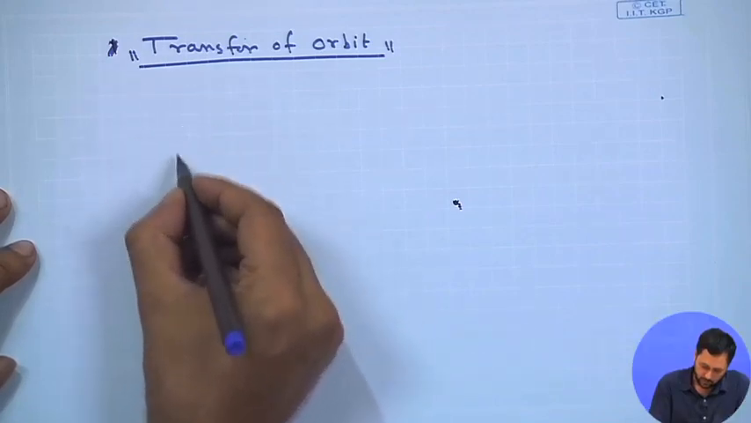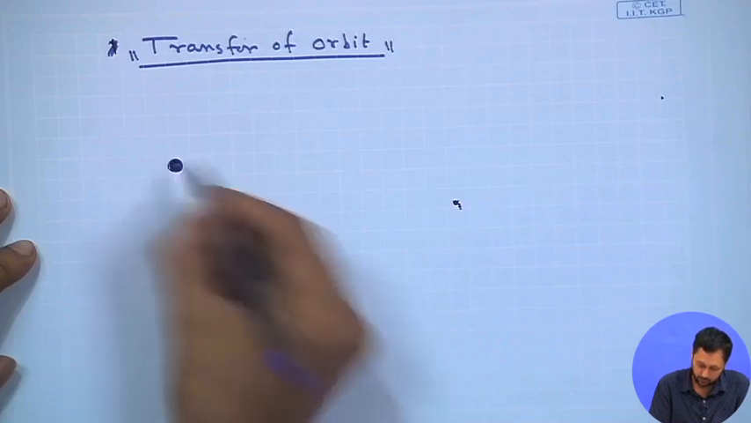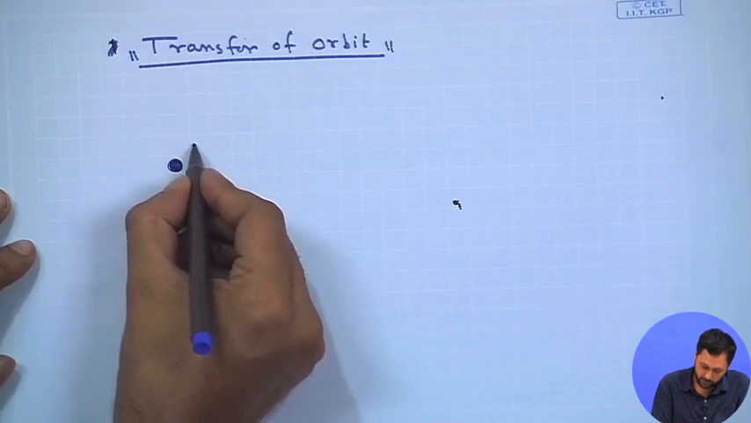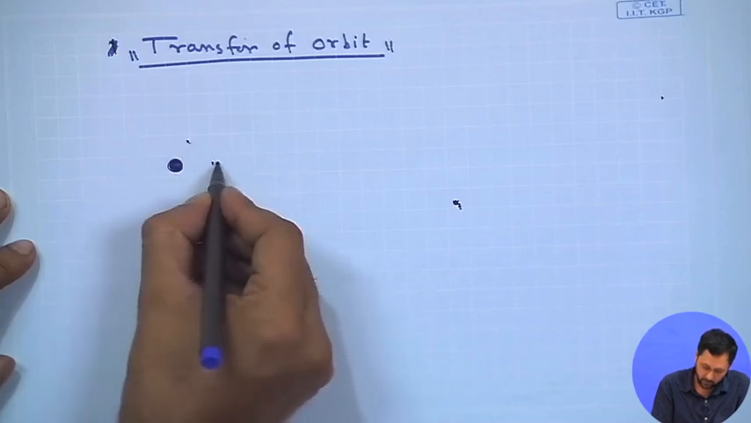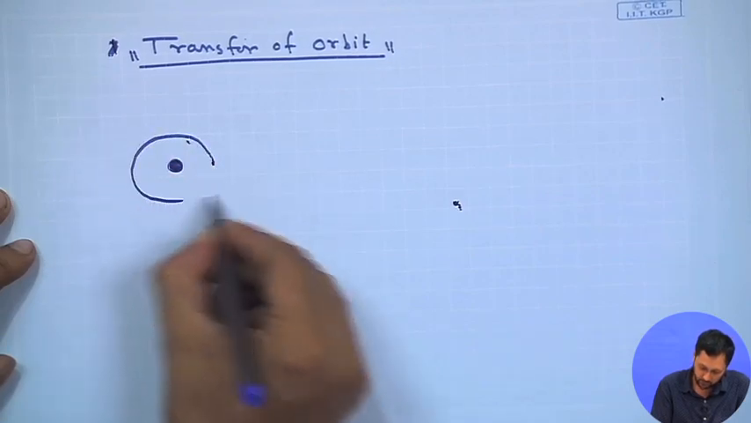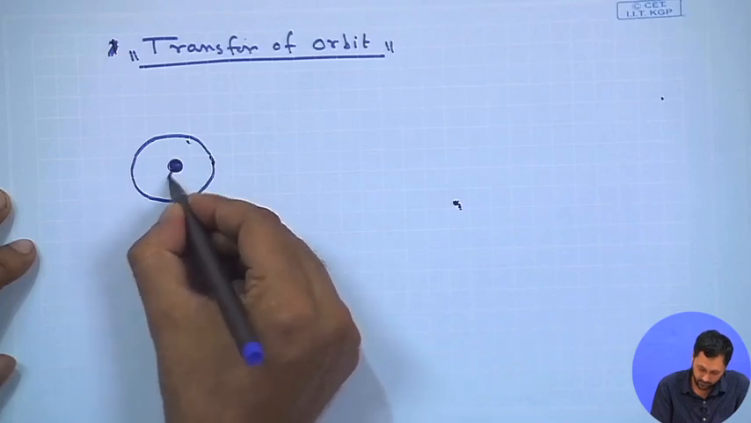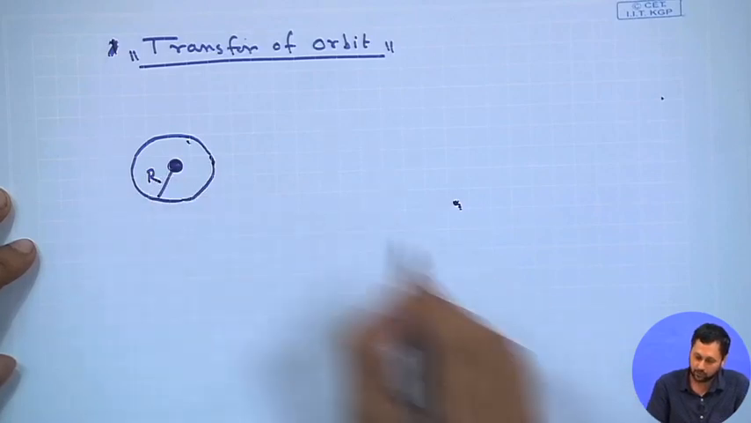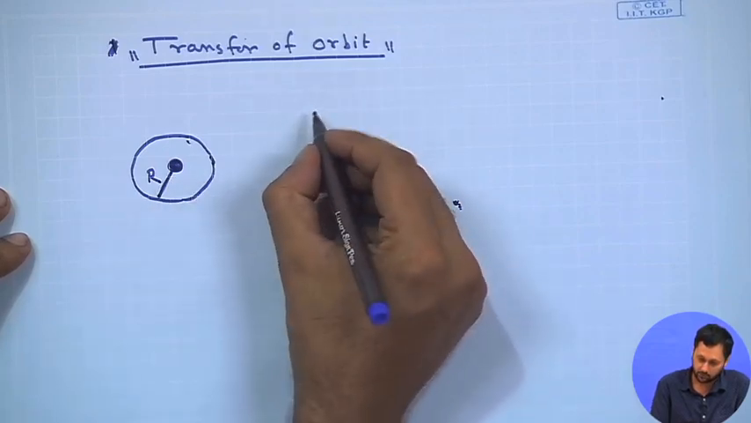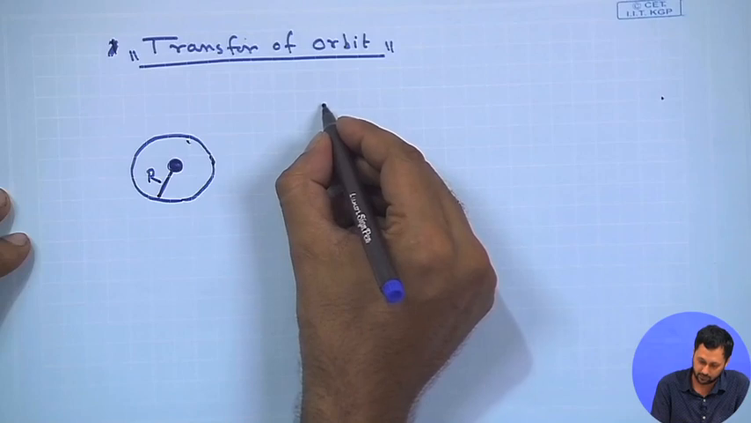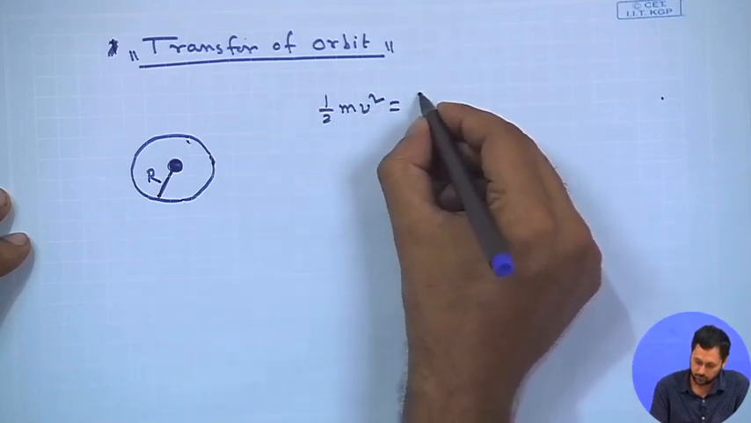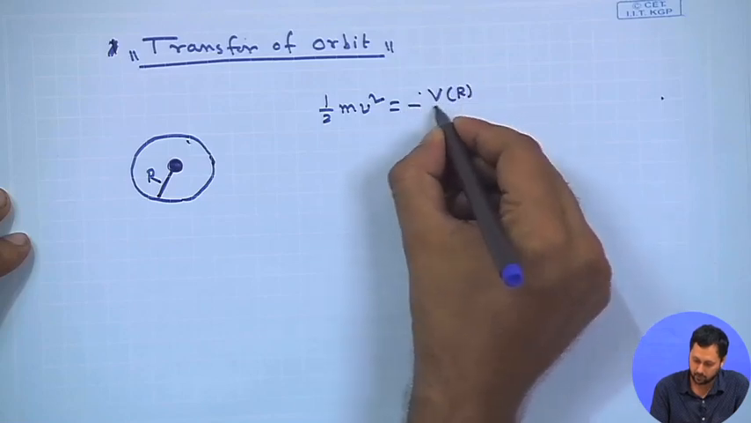Let us say this is our planet, our earth, and one particular satellite is moving in a near about circular orbit with a fixed radius r. Now, what is the velocity on a circular orbit? If you recall, if this radius is r, then we can write this relation that half m v square is equal to minus V of r by 2.